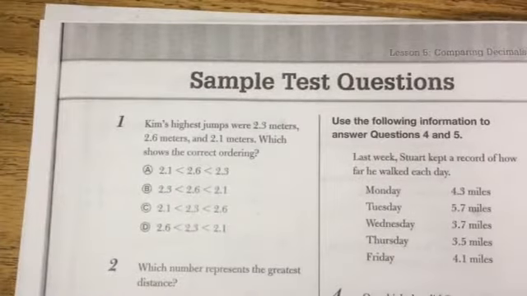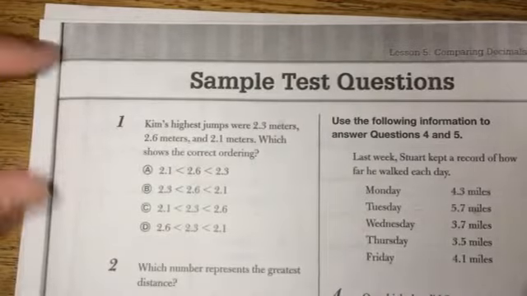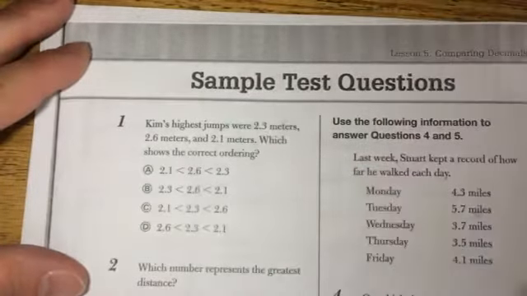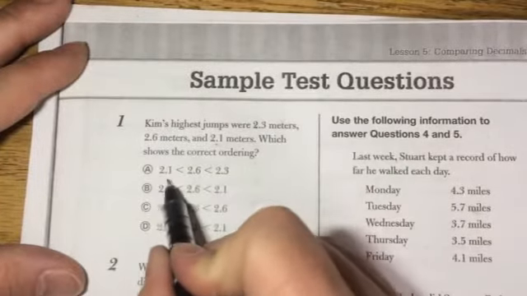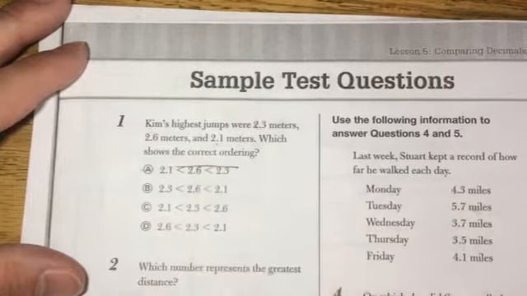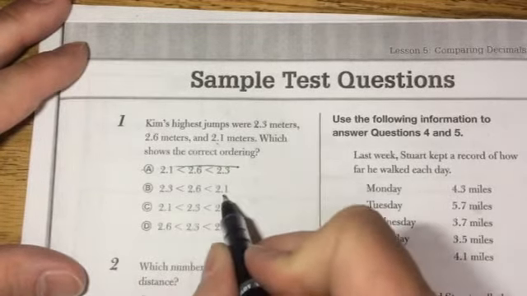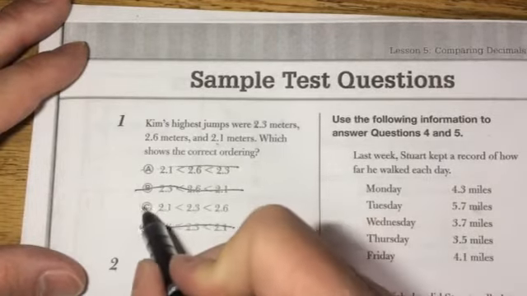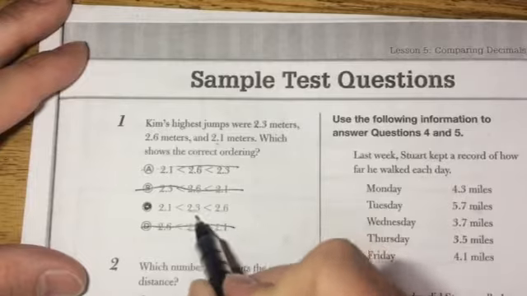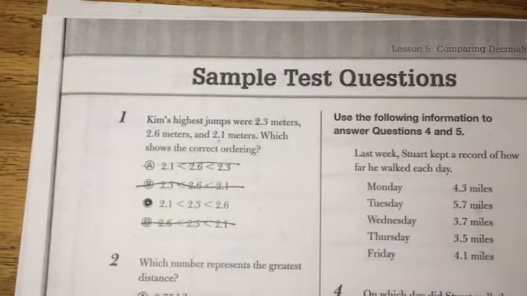All right, and then we're going to go ahead and go on to the back here and do this problem. Kim's highest jumps were 2 and 3/10 meters, 2 and 6/10 meters, and 2 and 1/10 meter, which shows the correct ordering. So we're trying to order these from least to greatest. And we know that they all start with 2, so then you go to your tenths place, and I can just order these from 1, 3, 6. So I know that this isn't correct because 6 is bigger than 3. I know that this isn't correct because 1 is smaller than all of these. This is the correct answer. I know this one's not going to work. So 2 and 1/10, 2 and 3/10, and 2 and 6/10 is the correct order from least to greatest.